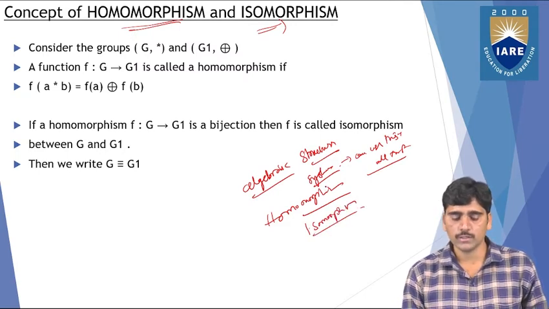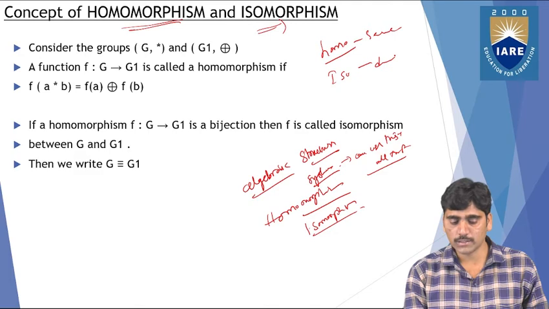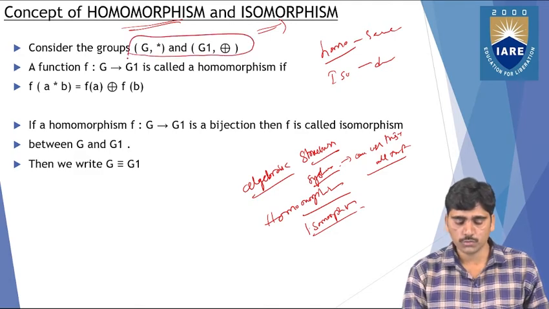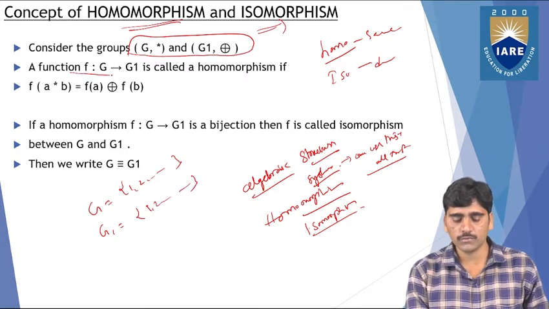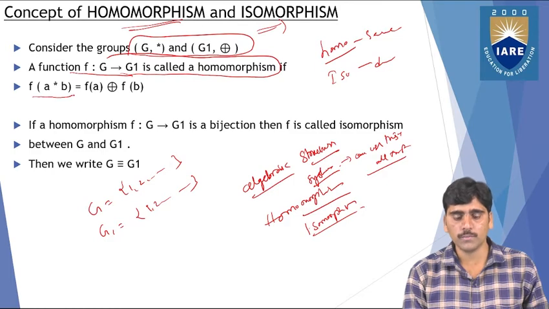So see here, what is meant by homomorphism? The name itself: homo means same, but iso means different. Consider any two groups, one is G and the second one is G1. G contains some elements and G1 contains some elements, right? So a function f from G to G1 is called a homomorphism if and only if f of a star b equals f of a plus or multiplication b. This indicates plus or multiplication.